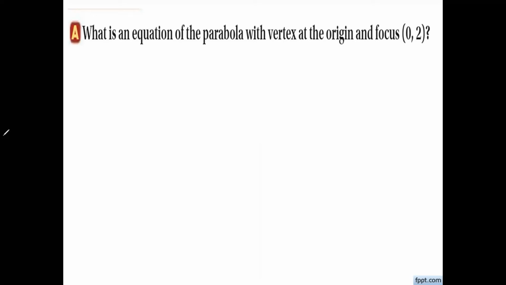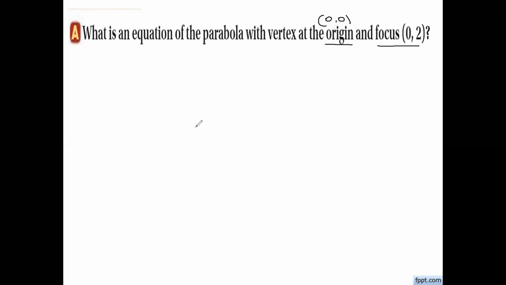In problem number 1, we will solve parabolas with equation y equals ax squared. In part A, the question is, what is an equation of the parabola with vertex at the origin and focus (0, 2)? Origin means we have (0, 0) as our vertex. Our focus is (0, 2). So those are the givens.